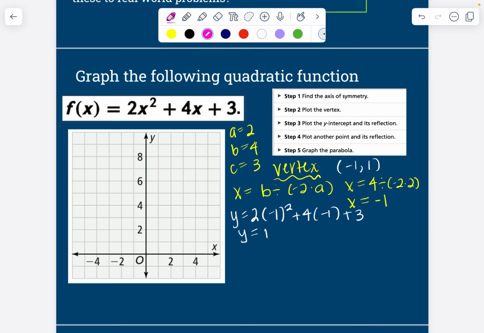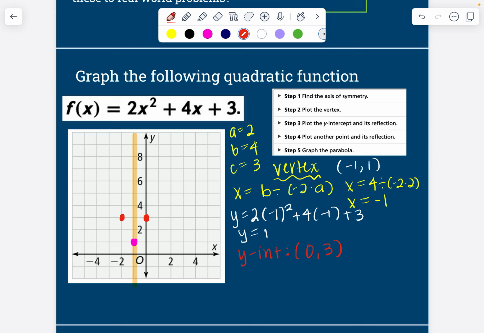I'm going to graph that first and draw in my line of symmetry. Next, we're going to find the y-intercept. Remember, our y-intercept is our value of c. So in this case, our y-intercept is at 0, 3. I'm going to plot that and plot the reflection. The y-intercept is 1 away from my line of symmetry, so I'm going to go on the other side.